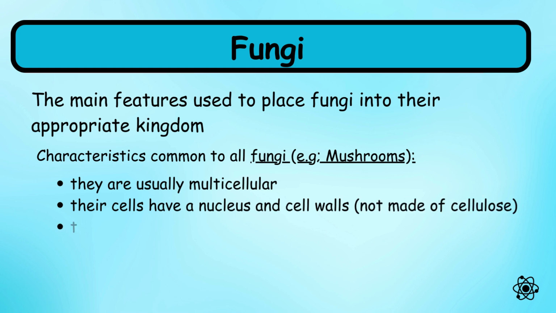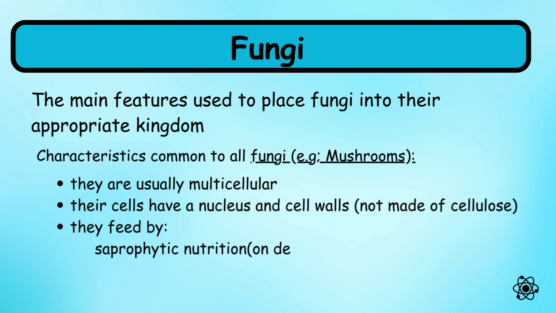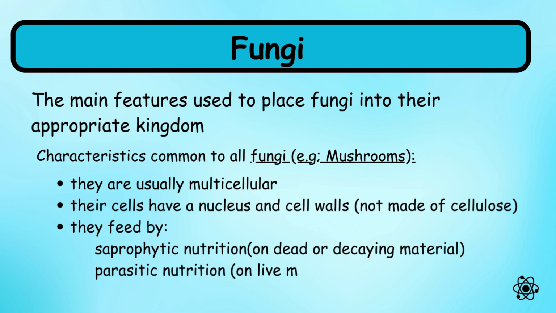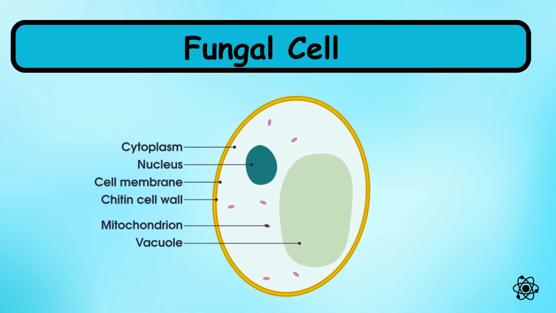Fungi are usually multicellular. Their cells have nuclei and cell walls that are not made from cellulose. They feed by saprophytic nutrition, that is on dead or decaying material, or by parasitic nutrition, that is on live material. Here is an illustration of a fungal cell. They have a cell wall, but it's not made up of cellulose like in the plant cell.